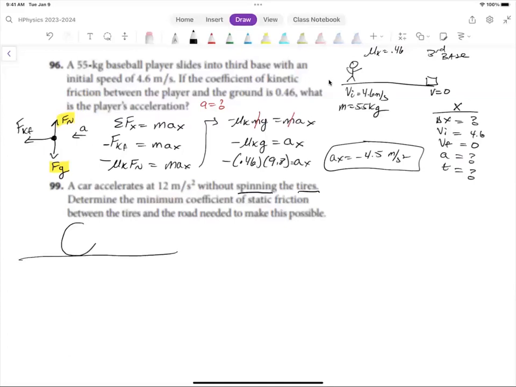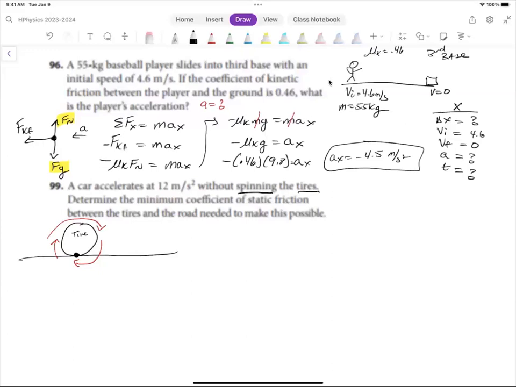So imagine a tire. The tire is turning this direction. If you think about the contact with the road, if there was not static friction, the tire would just sit there and spin. For example, imagine a perfectly slick surface like ice, the tire would just spin. It would not actually move the car forward.